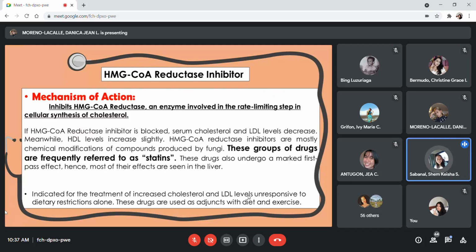So these drugs also undergo a marked first pass effect, hence most of their effects are seen in the liver. This is indicated for the treatment of increased cholesterol and LDL levels unresponsive to dietary restrictions alone. These drugs are used as adjuncts with diet and exercise. Next slide, please.